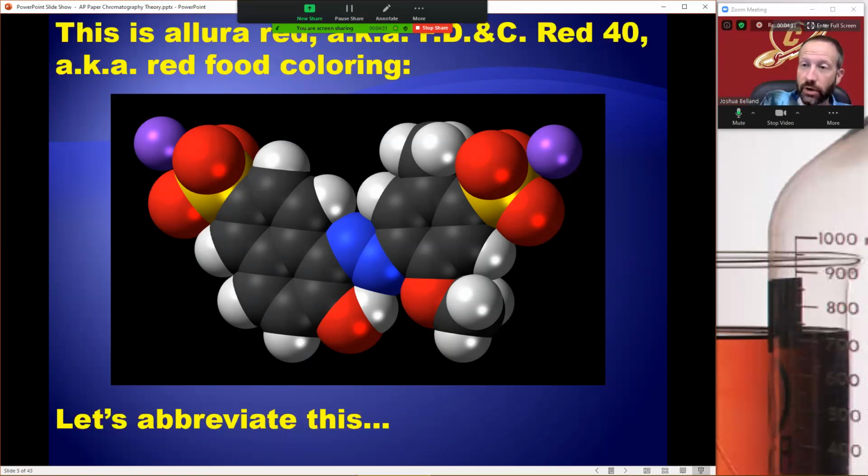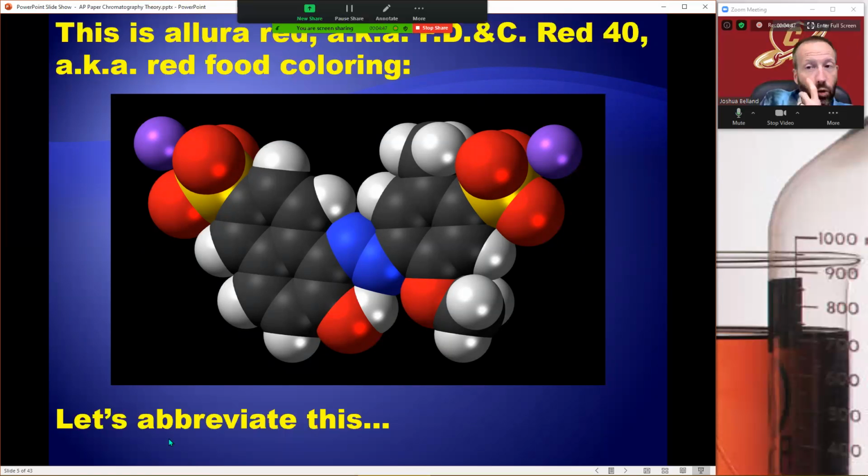Now, for me, I buy my food colorings on Amazon, and I get like 16 ounces at a time because my kids are crazy about food coloring, and it's just cost effective that way. But anyway, what you're seeing before you is red food coloring molecule.